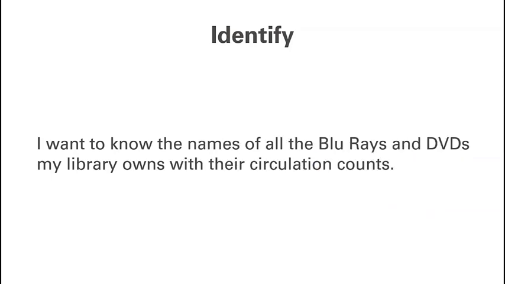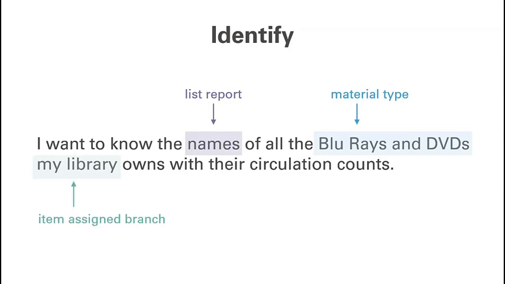We want to continue increasing. With increasing the collection of Blu-rays and DVDs, we want to increase the circulation as well. So I want to know the names of the Blu-rays and DVDs, but with circulation counts, so that maybe I can buy duplicates of popular titles or create a display of the less circulated items to get those moving off the shelves. So here we want names. Names mean it's a list report of all of the Blu-rays and DVDs. That again is our material type. Item assigned library, we got that again. Now the circulation counts, we're going to sort by the circ count.